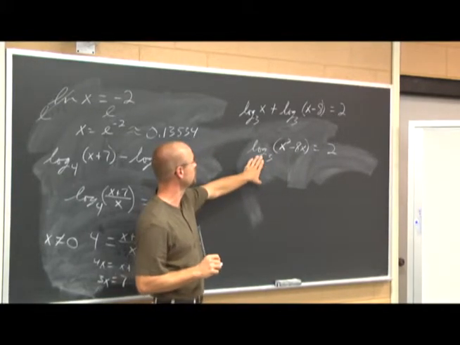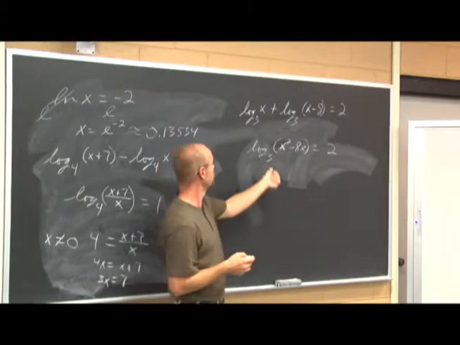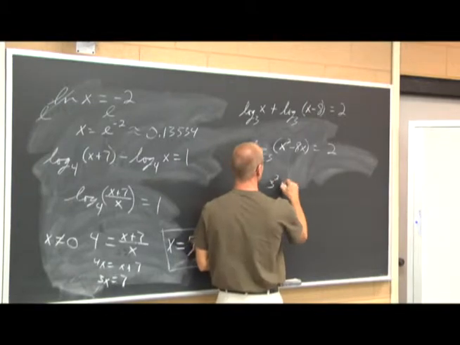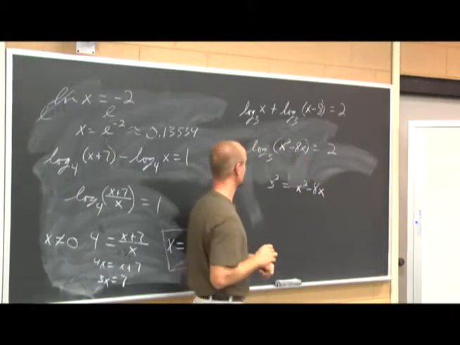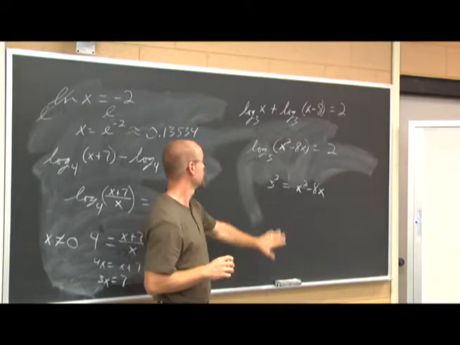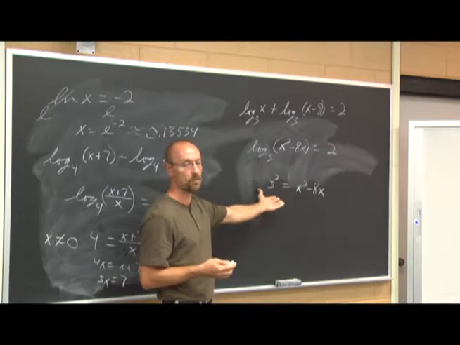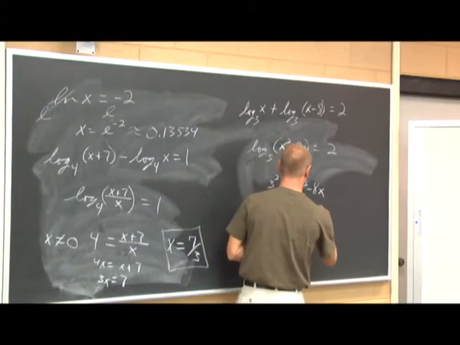Now I can eliminate this logarithm by writing it as an exponential equation. My base is 3, my power is 2. So I get 3 squared equals the argument, x squared minus 8x. Now 3 squared is of course 9. And essentially what I have here is a parabola, and hopefully we all recall how to solve parabolas.